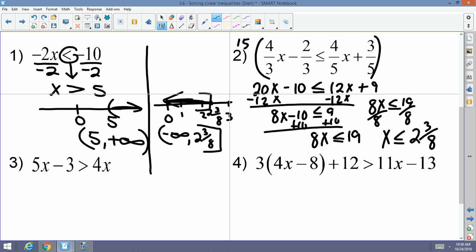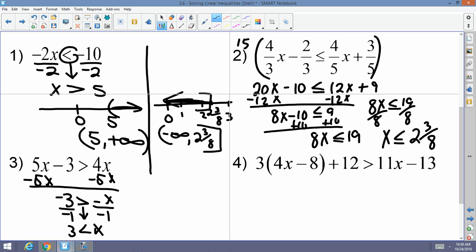Here I'm going to get all variables together on one side. So I'm going to go ahead and subtract 5x from both sides. That gives me -3 is greater than -x. I'm going to divide by a -1. When I divide by a -1, I flip the inequality. Good job. Heard some of you say that. So x is greater than 3. Please read from the variable. This is not 3 is less than x. No. This is x is greater than 3.